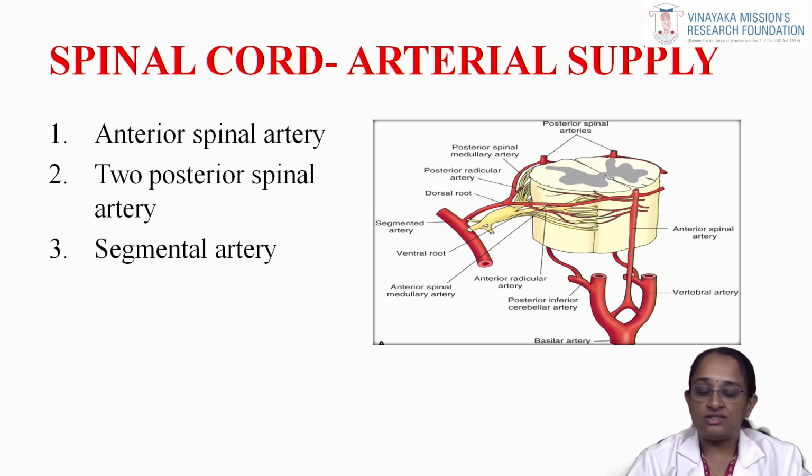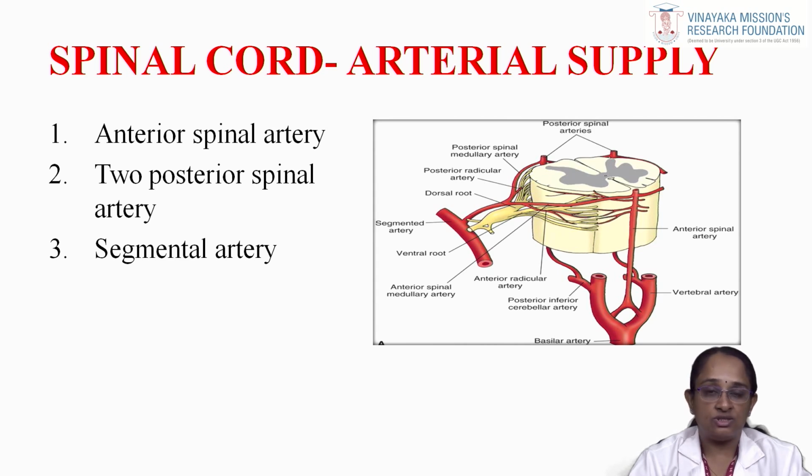Arterial supply: here it is written as anterior spinal artery, posterior spinal artery and segmental arteries. Have you ever heard about the anterior spinal artery and posterior spinal artery? It is a branch of the vertebral artery. If you are studying the blood supply of the brain, you can say vertebral artery.